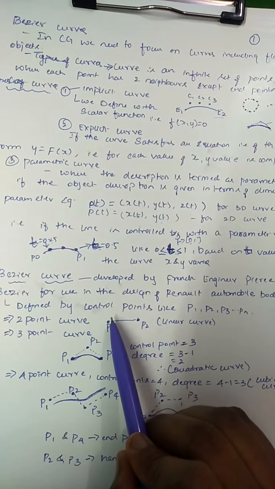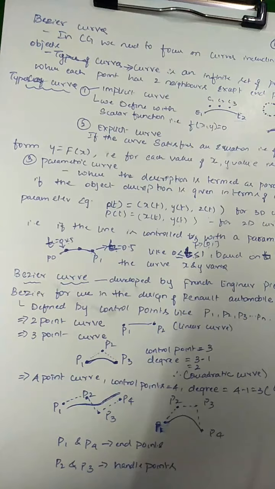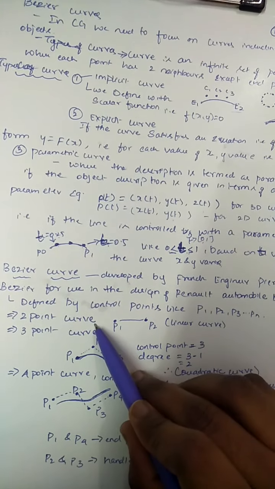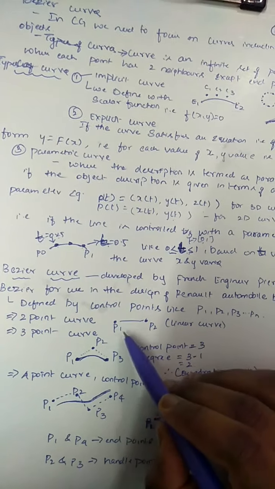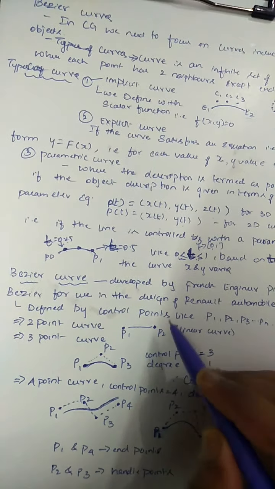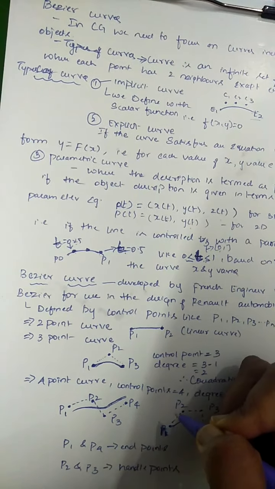And this is defined by the control points like P1, P2, P3, so on till Pn. Consider I have a 2-point curve with respect to Bezier curve. In that case, 2-point curve means I will be having 2 points, that is control points, and the curve is drawn just like this. So I can call this as a linear curve.